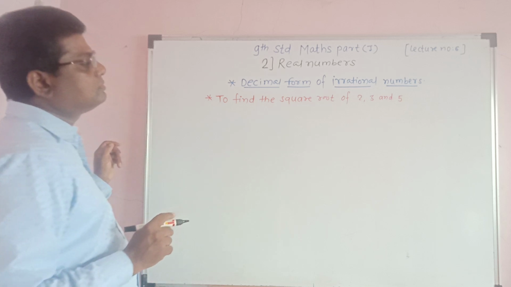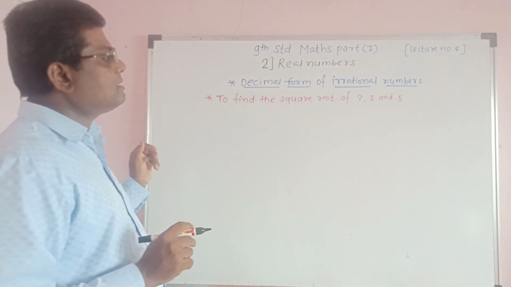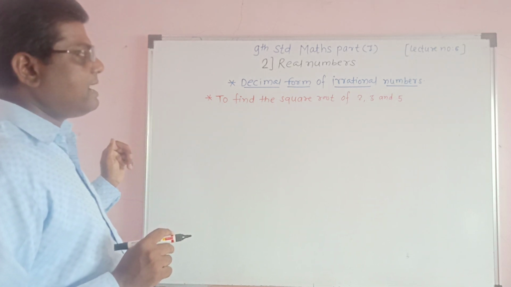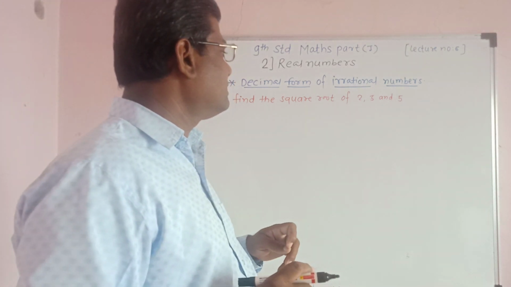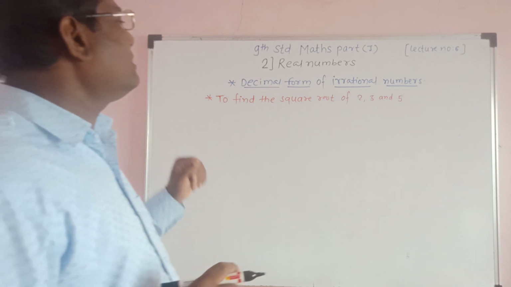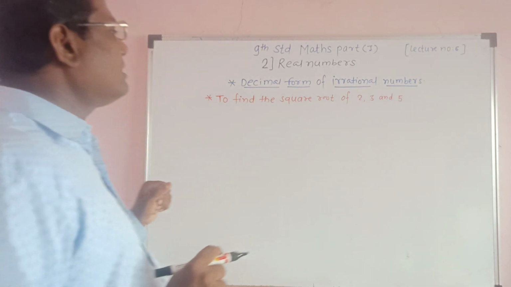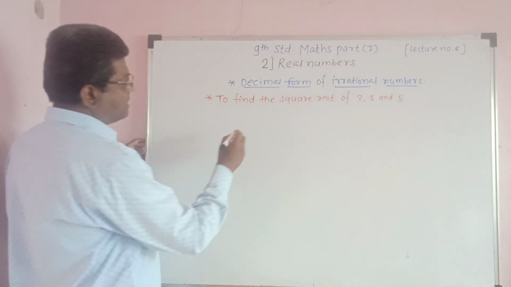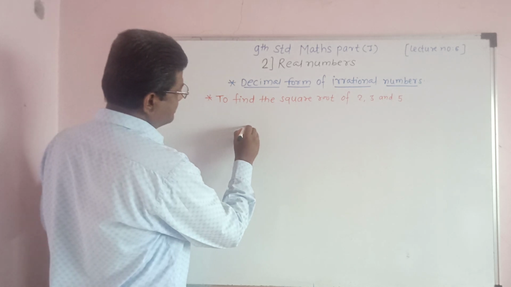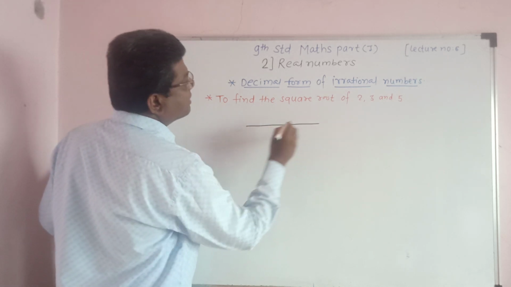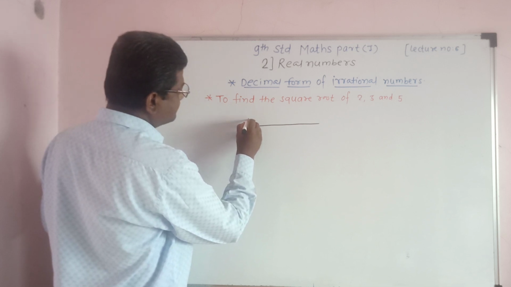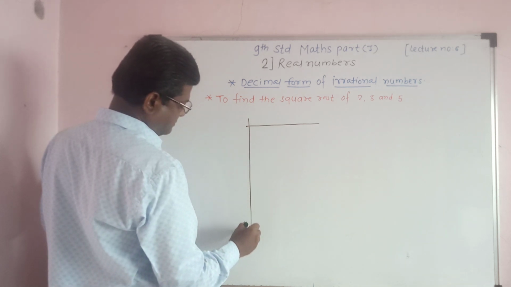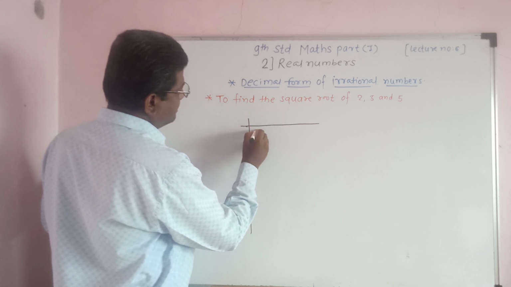Square root of 2 is an irrational number, and the decimal expansion of an irrational number is always non-terminating, non-recurring type. Now let us see how to find the square root of 2. Now write this number in this way.